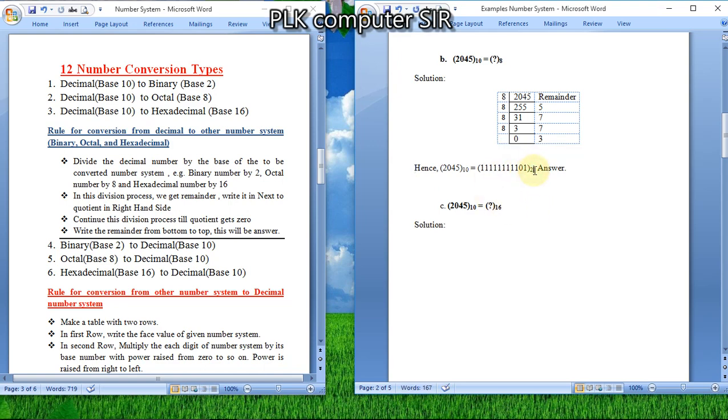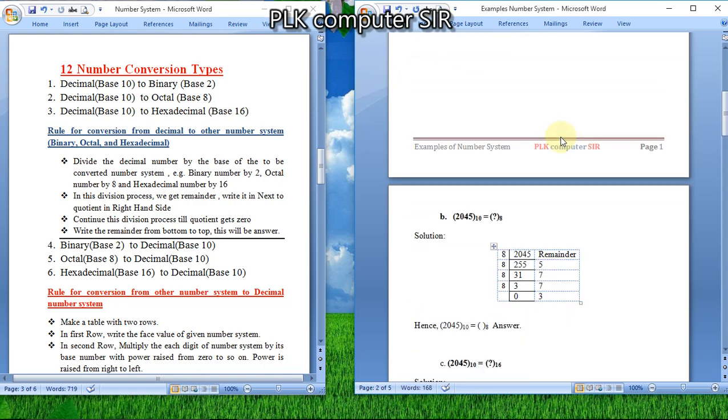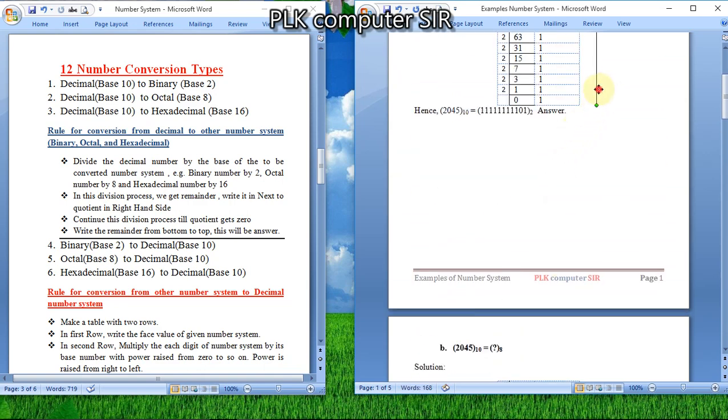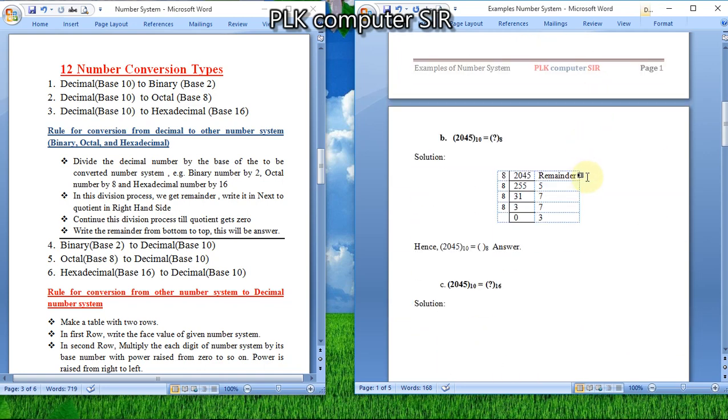So our answer is in octal. How to write the answer? To write the answer, we have to use this arrow. Copy, paste. We don't need this much bigger one. To help understanding, I am writing here: from bottom to top we have to write. So what is the answer? 3775.